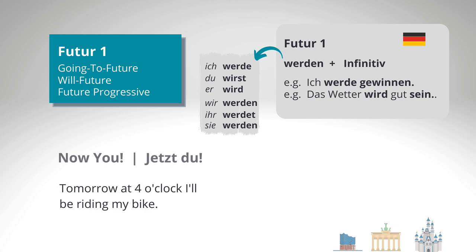Our sentence is, tomorrow at 4 o'clock I will be riding my bike. Please translate this sentence into German using the Futur 1. Tomorrow in German means morgen. 4 o'clock means 4 Uhr, and to ride a bike means Fahrrad fahren. With that in mind, please translate the sentence.